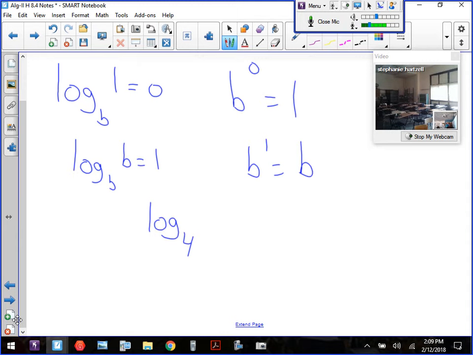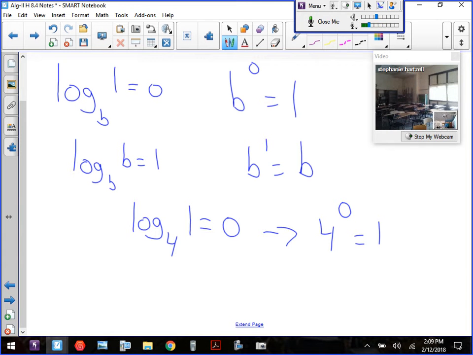Anyway, if I have log base 4 of 1, that equals 0. Because what that really is saying is that 4 to the 0 power is 1. That's what it says. That's what that means. This is a log format. Log base 4 of 1 equals 0.